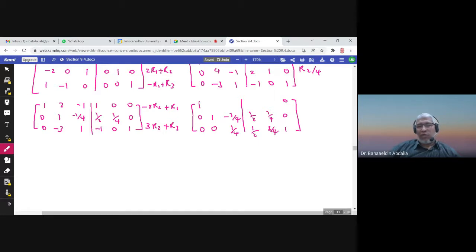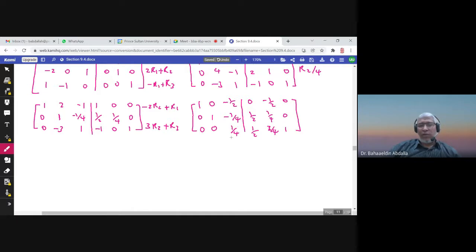Now let us use this operation. Negative 2 R2, negative 2 plus 2 is 0. Negative 2 times negative 1 over 4 is half. Minus 1, negative half. Negative 2 times half is negative 1. Plus 1 is 0. Negative 2 times 1 over 4 is negative half plus 0. Good.